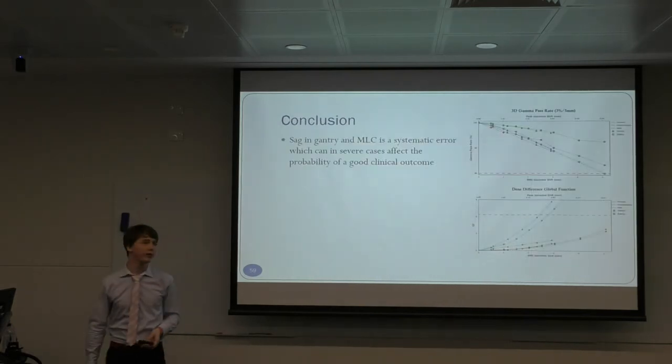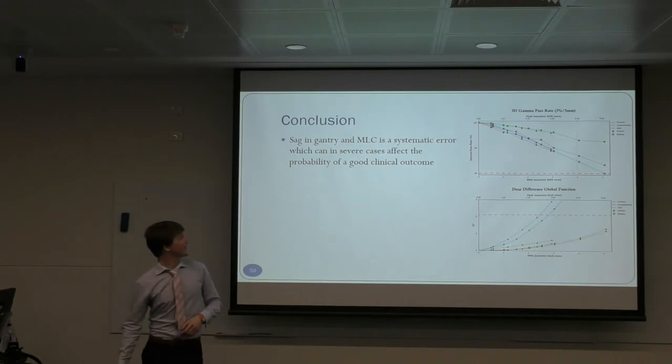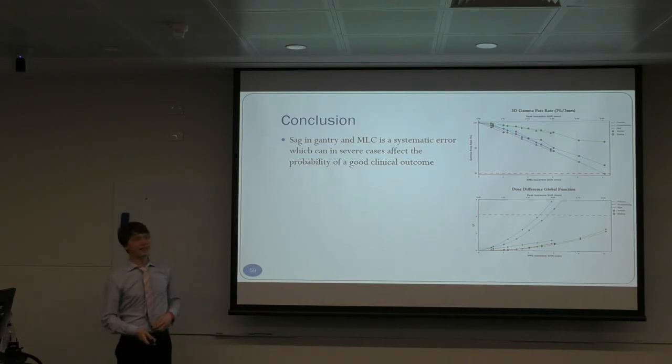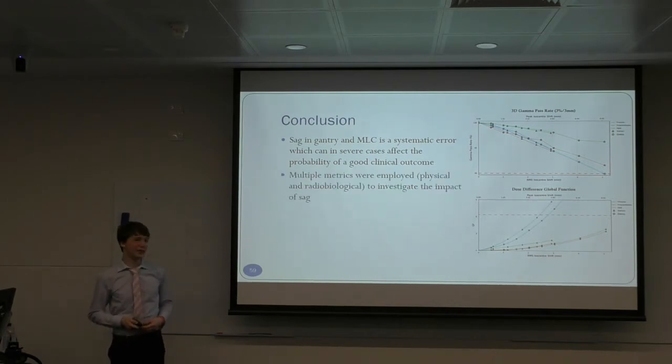So, conclusion. The sag is a systematic error which, in severe cases, can affect the probability of a good treatment outcome. But only in very, very severe cases. But a lot of times with the slope at 0, the degradation in plan quality is still proportional to the amount of sag, even if it's a small amount.